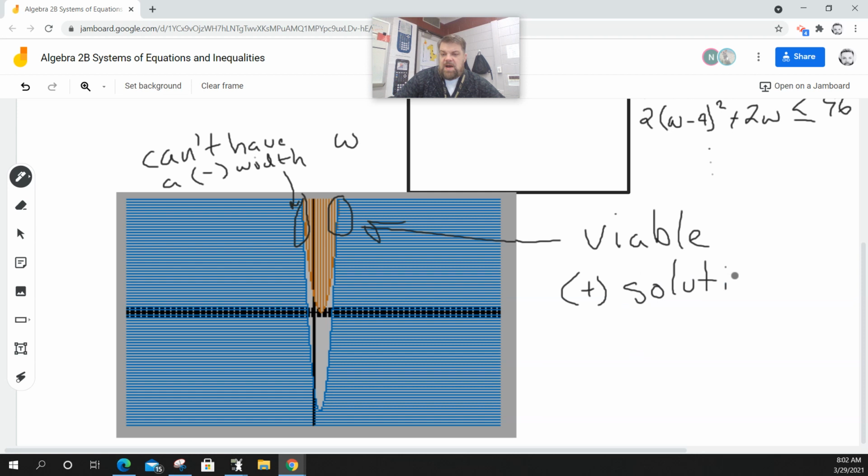Now that's just in a box. Sometimes if you were to do this sort of math for an electronic thing or a physics problem, you can have negative solutions. But in this particular case, you would never have a negative width. Okay?